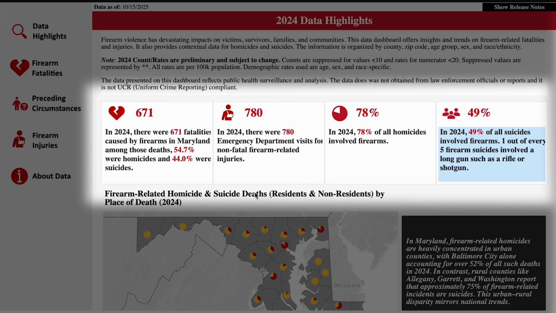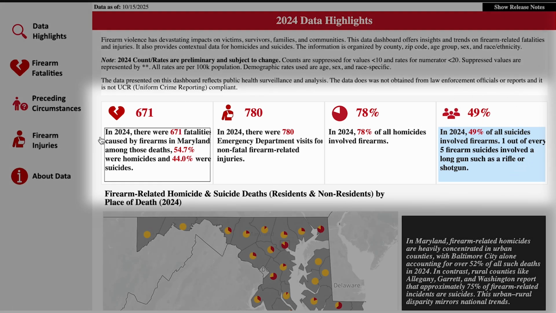Next to that, you can see the total number of firearm-related injuries. This is going to be represented by emergency room visits. And then next to that, you'll see the percentages from all homicides and suicides that involved firearms.